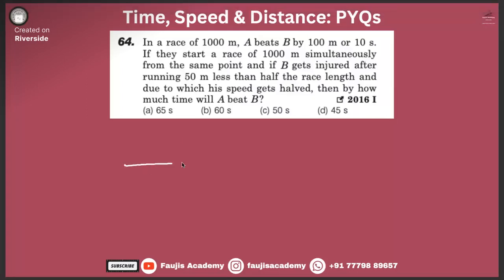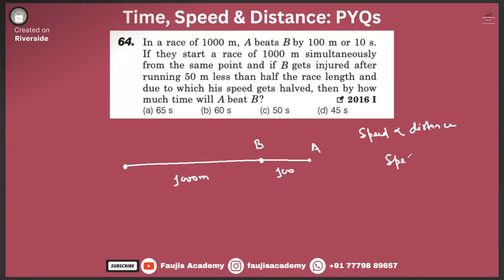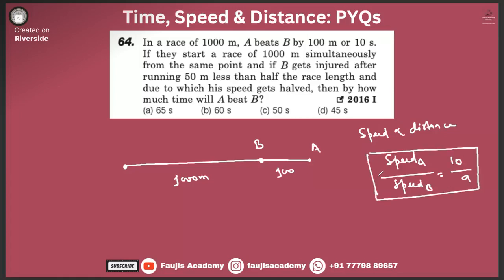In a race of 1000 meters, let's say this is your 1000 meters, right? A beats B. If A is here, B must have been here. This distance is 100 meters. Speed is directly proportional to distance, right? So that means the speed of A by speed of B, can we write 10 by 9? Right? Okay. And or 10 seconds.